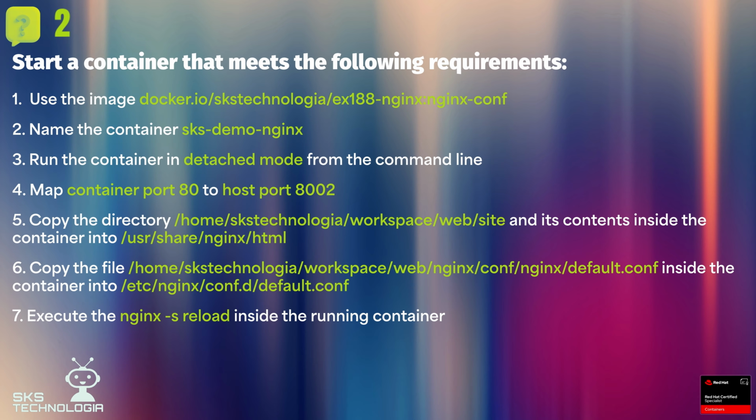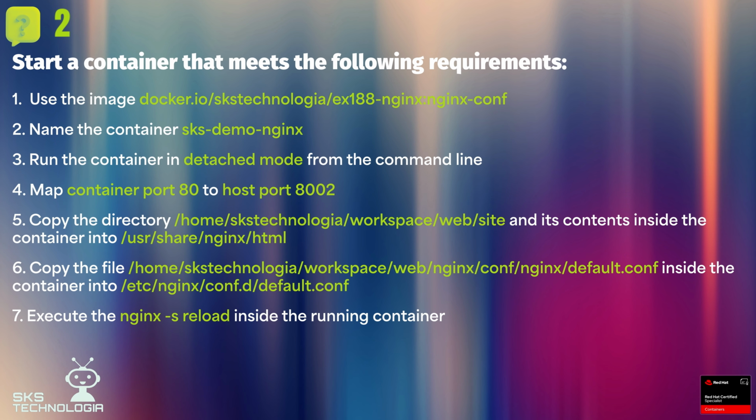The third requirement is to run the container in detached mode from the command line. The fourth requirement is to map container port 80 to host port 8002. The fifth requirement is to copy the given directory and its content into the given directory inside the container. The sixth requirement is to copy the file from the given workstation directory to the container directory, and that is nothing but an nginx configuration file. And the seventh requirement is to execute this on your running container, which is nothing but reloading your nginx configuration.